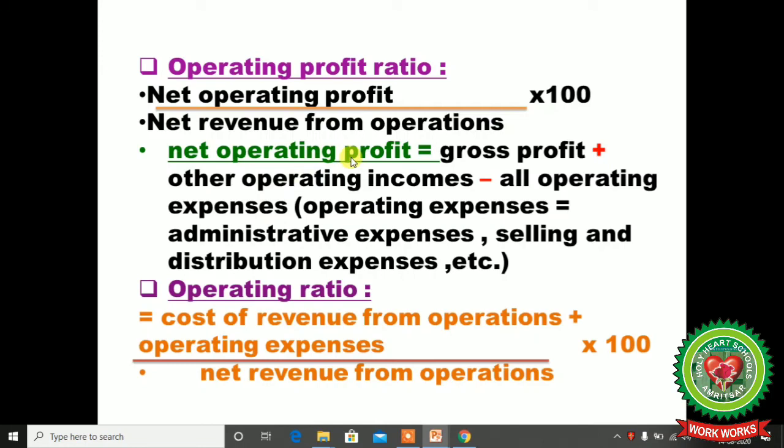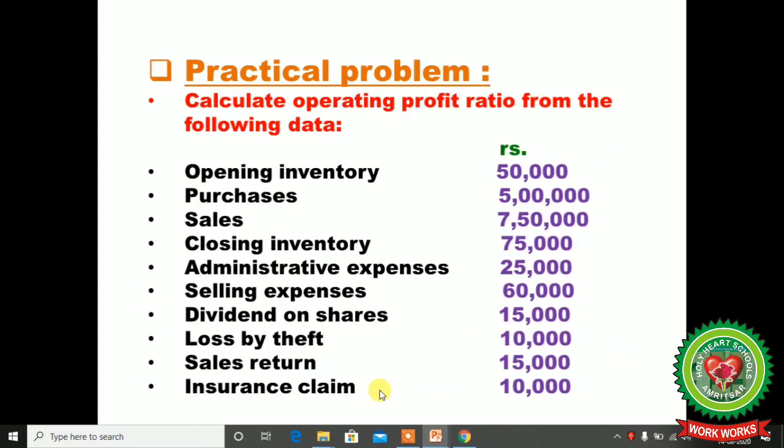So how to find out the net operating profit? Gross profit, add other operating incomes, minus all operating expenses. And how to find out operating expenses? Simply your administrative expenses and selling and distribution expenses are considered operating expenses. For your operation, you pay the parties, and all these expenses come under operating expenses. Operating ratio is cost of revenue from operation plus operating expenses divided by net revenue from operation, multiplied by 100.